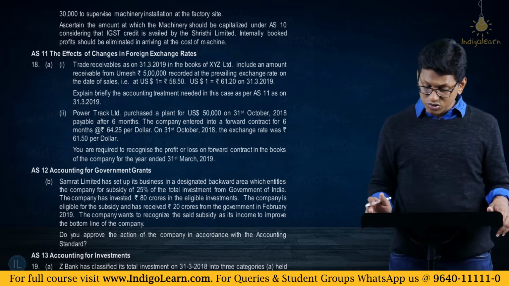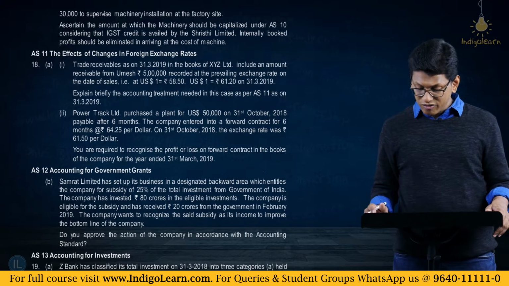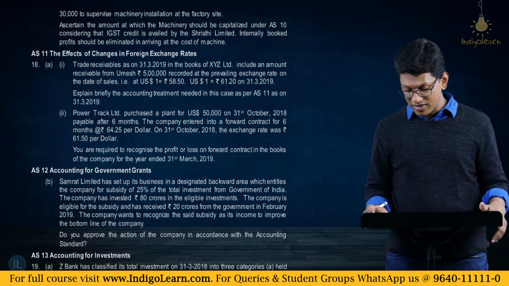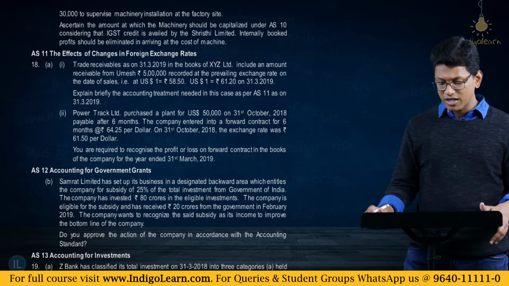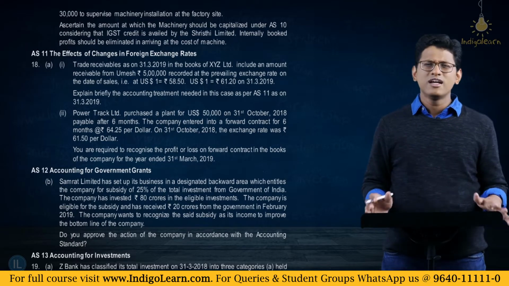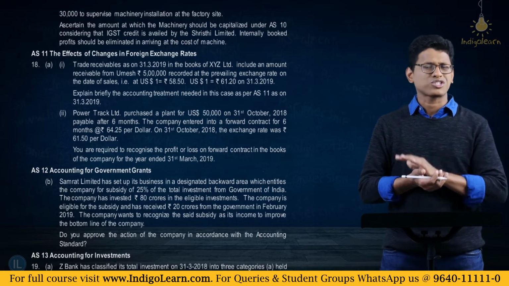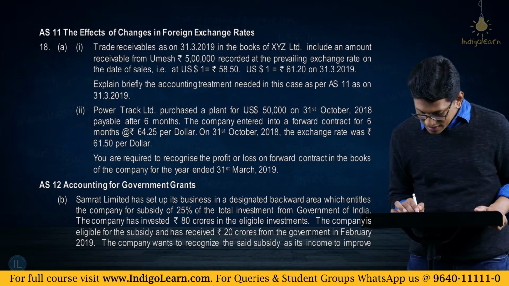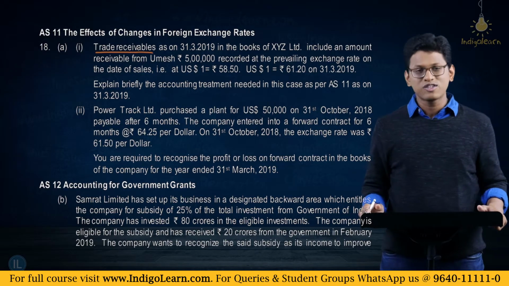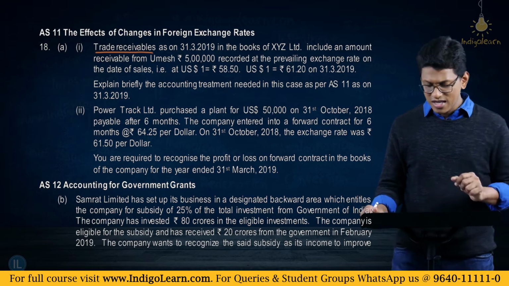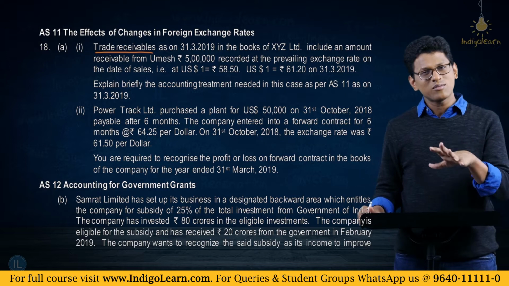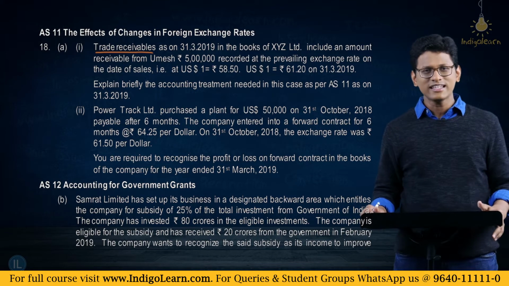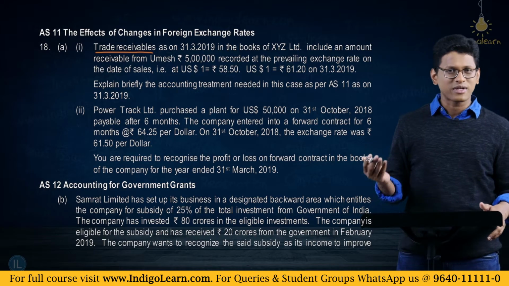So now what are we supposed to do? Explain briefly the accounting treatment needed in this case as per AS 11 on 31st March 2019. Friends, very simple. First question. There is a foreign exchange item. What is the foreign exchange item? Trade receivables is the foreign exchange item. Clear? Now, trade receivables comes under what category? It comes under monetary items, right? So, it comes under monetary items as per AS 11.